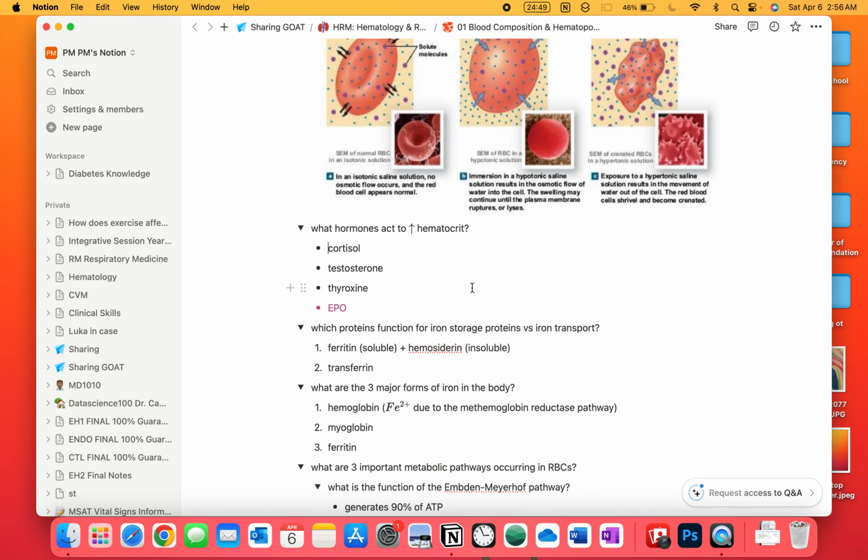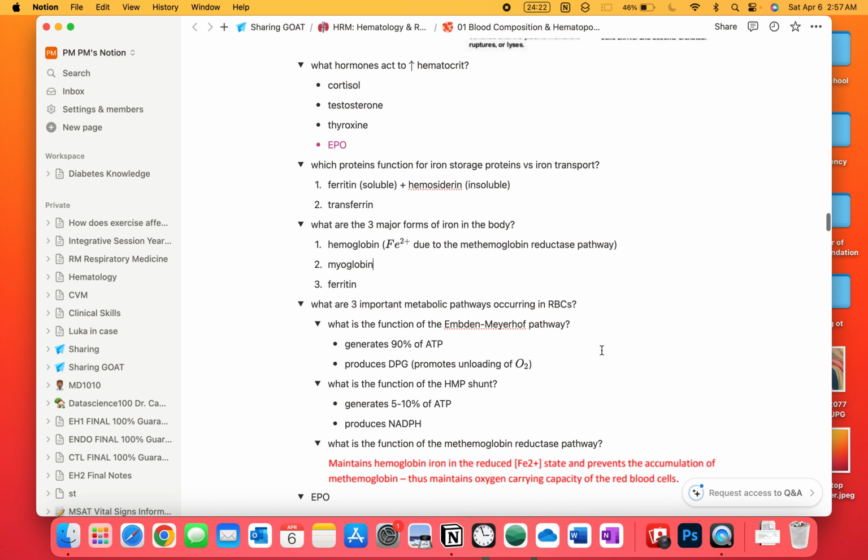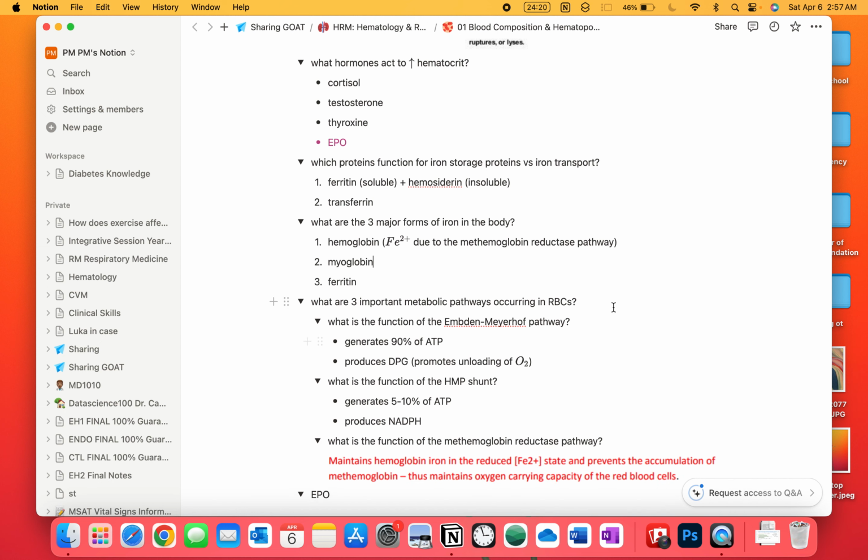What hormones act to increase hematocrit? Cortisol, testosterone, EPO, erythropoietin, thyroxine. So cortisol, testosterone, thyroxine, erythropoietin. Which proteins function for iron storage versus iron transport? Very high yield question. Ferritin soluble, hemosiderin insoluble, transferrin is for transport. What are three major forms of iron in the body? Hemoglobin, myoglobin, ferritin.